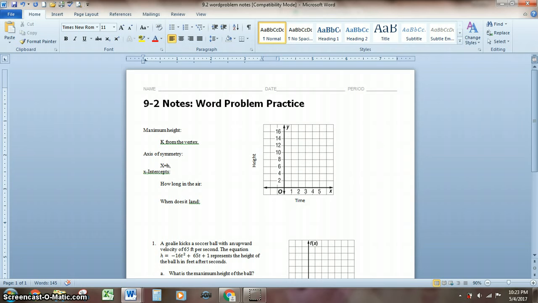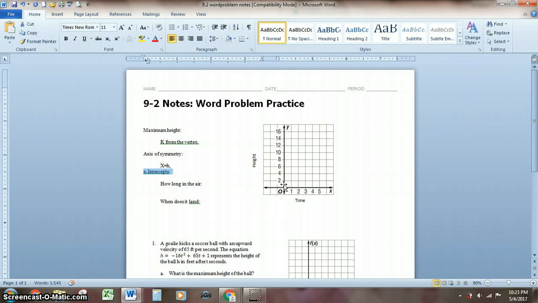Finally, the last thing we'll be looking at is how long the ball, or whatever the object is, stays in the air, and also when does it land, which, if you think about it, those are pretty synonymous, right? I mean, if it goes up in the air and comes down, it's going to land at the same time that it stops being in the air. So you'll have the question asked in a couple different ways, but it's still looking for the same thing, and that is the x-intercept that you can see written here. Okay, you got to find the x-intercept. In other words, you have to find the solution.